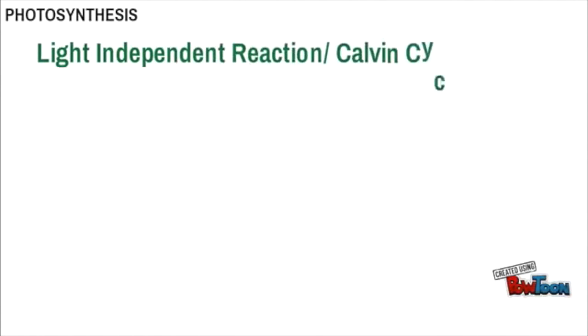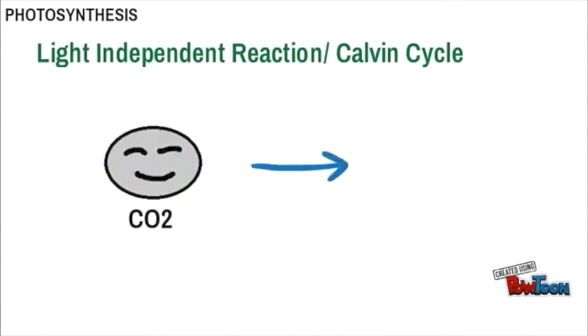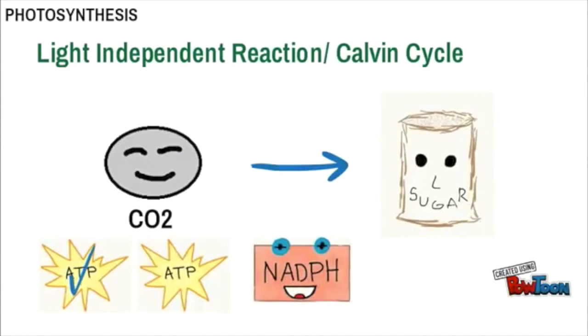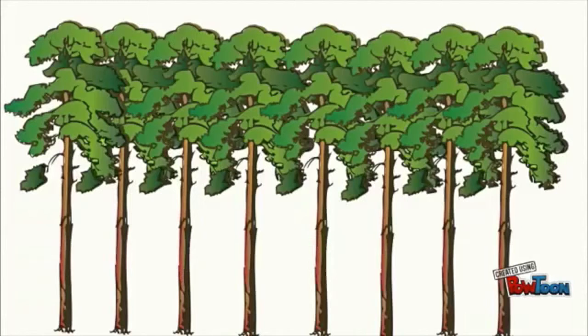The dark reaction, sometimes referred to as the Calvin cycle, takes place in the stroma, the fluid within the chloroplast, and converts carbon dioxide to sugar. This reaction requires the products of the light reaction.